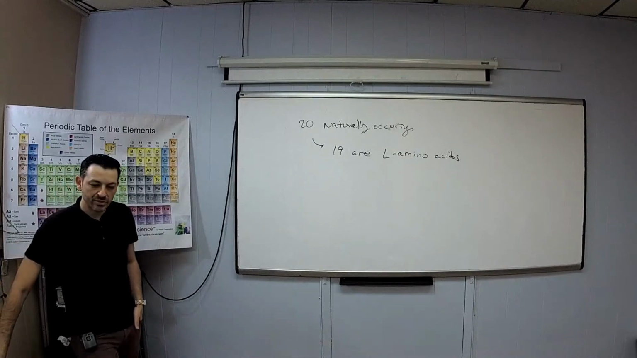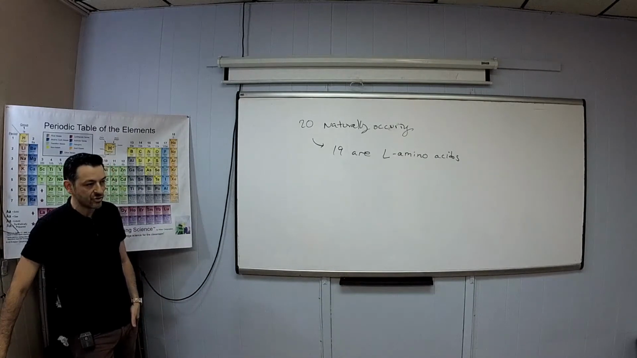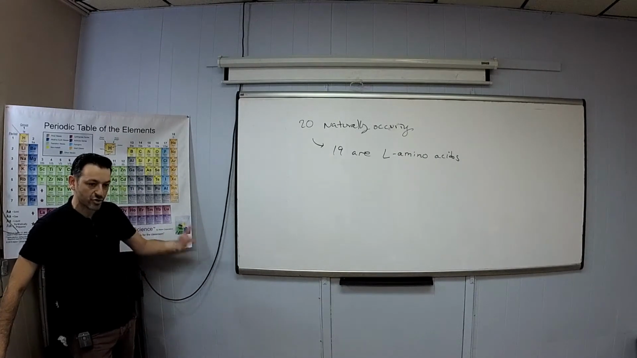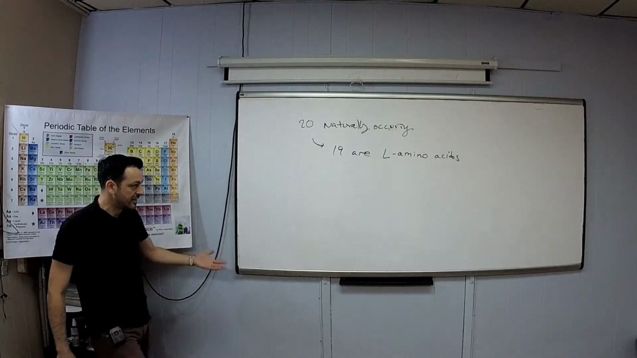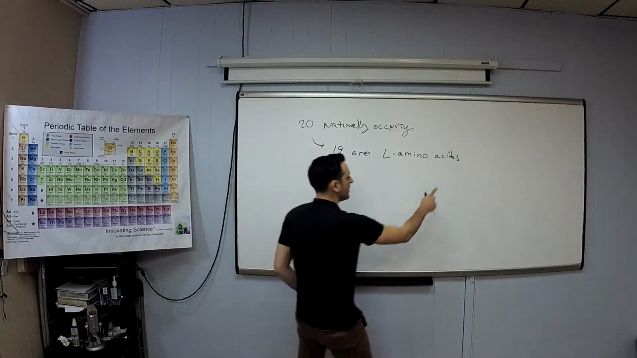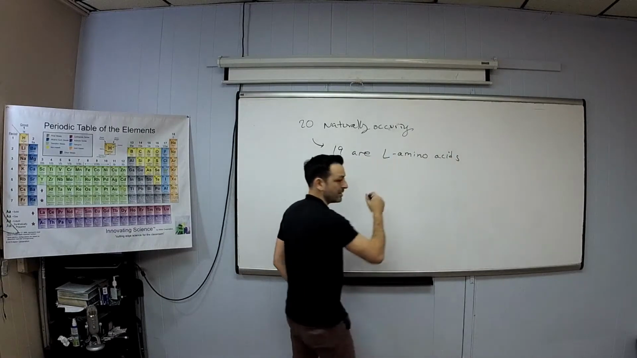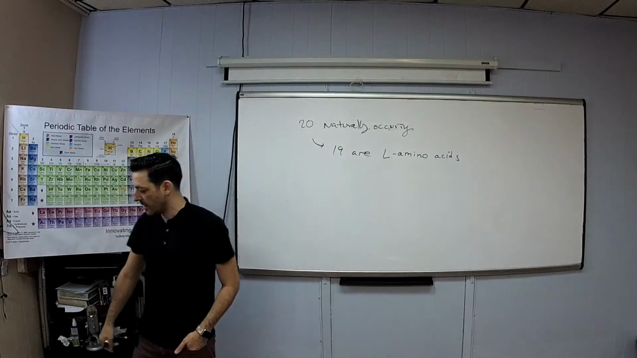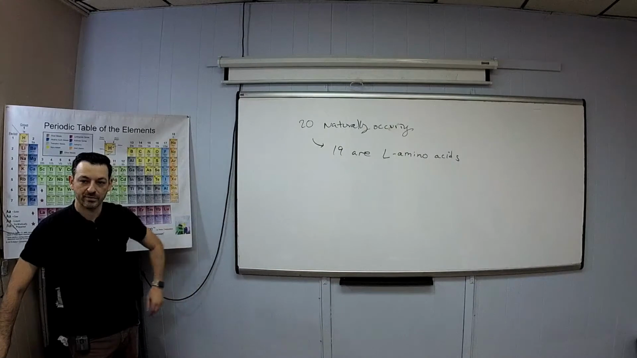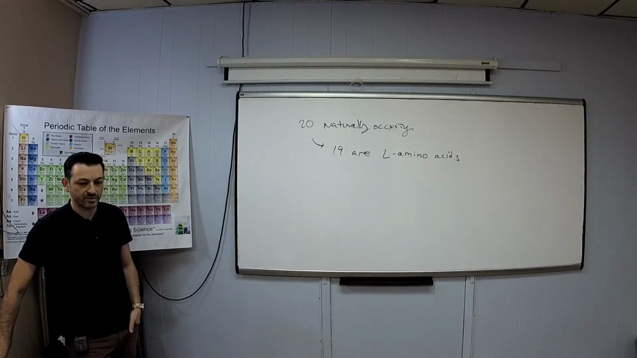So sugars tend to be D sugars. The more common sugars in biology are D sugars, and the more common amino acids are L-amino acids. What does L-amino acids mean? They rotate light to the left? No, that's absolutely not what it means.